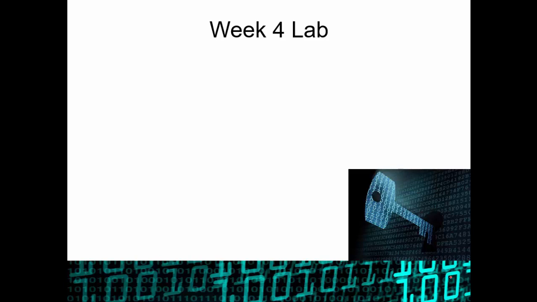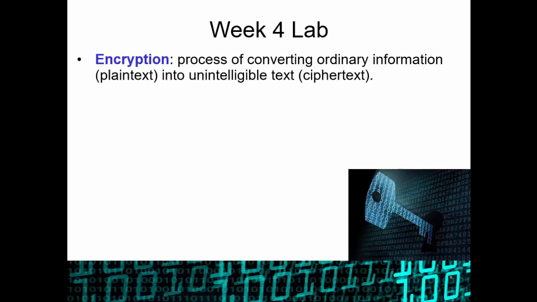So first of all, just again some definitions of where we're going with this. I'm just going to define a couple terms here, because what we're going to do this week is write an encryption scheme. The strict definition of encryption is the process of converting ordinary information into unintelligible text. Often this is talking about converting plain text into ciphertext.